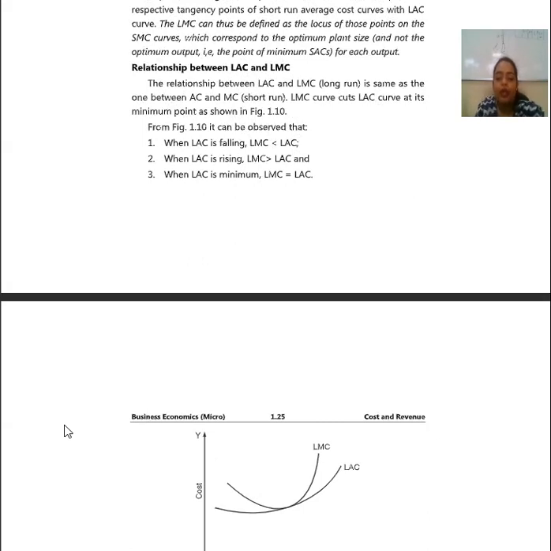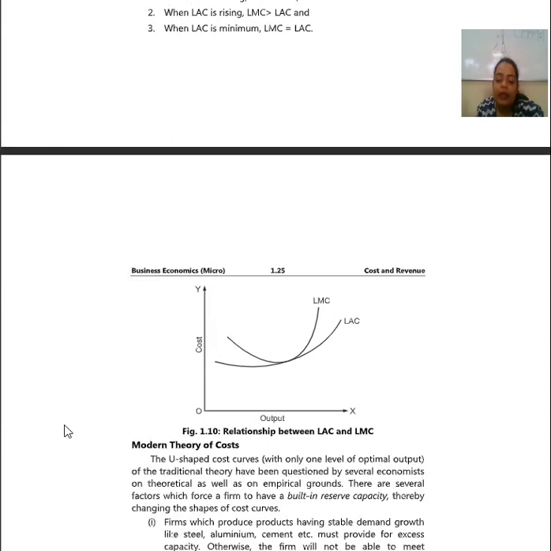The relationship between LAC and LMC in the long run is same as the one between AC and MC. LMC curve cuts the LAC curve at its minimum point, as shown in the figure. From this we can understand when LAC is falling, LMC is less than LAC. When LAC is rising, LMC is greater than LAC. And when LAC is minimum, LMC is equal to LAC.